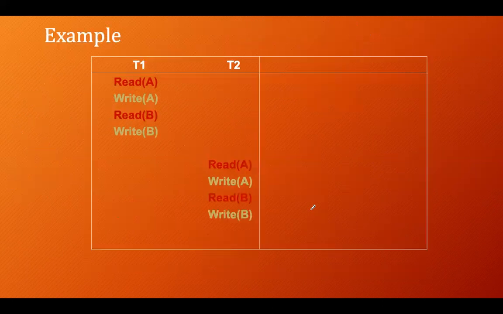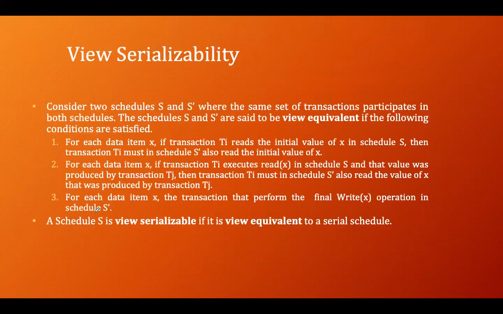Now, this is another example of conflict serializable, how we can solve it. Now, could you tell me the conflict? Do we have any conflict? Okay, so this is a serial schedule of this non-serial schedule. And we got the serial schedule, means T1 will execute first, then T2 will execute.